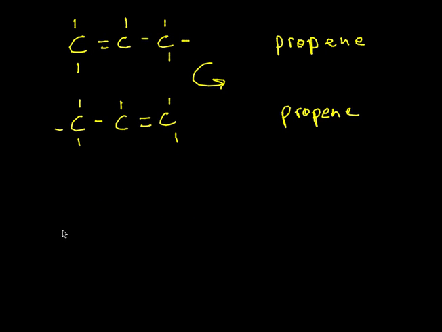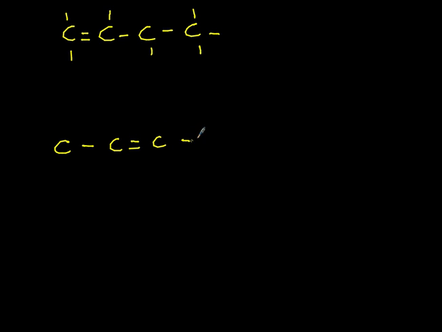So let's do another one. Let's go to but. So that's going to have 4 carbons in it. And let's put the double bond right here in between the first 2 carbons and finish those out with our hydrogens. And let's draw another one. But this time, let's put the double bond between the second and the third carbon. And again, let's finish these out with the hydrogens.